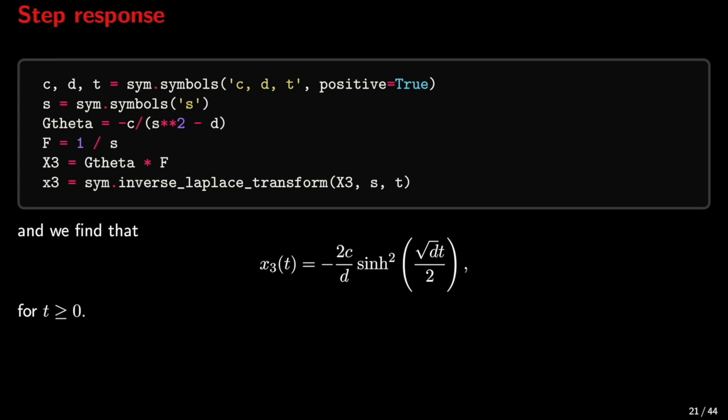We ask, what will happen if we apply a constant force to the car? For example, imagine that the car is on an inclined plane. Then a constant horizontal force will be applied indeed due to gravity. Suppose that the force in the time domain is constant and is equal to 1 Newton. The Laplace transform of 1 is 1 over s. Setting the force to 1 over s, we obtain this response, the step response of the system.